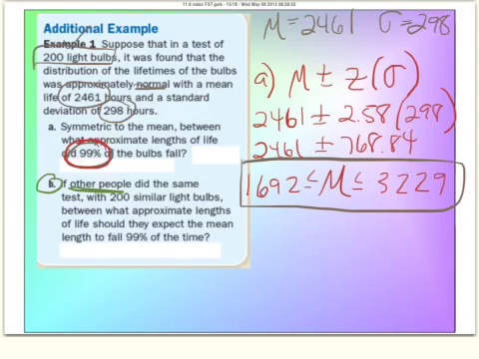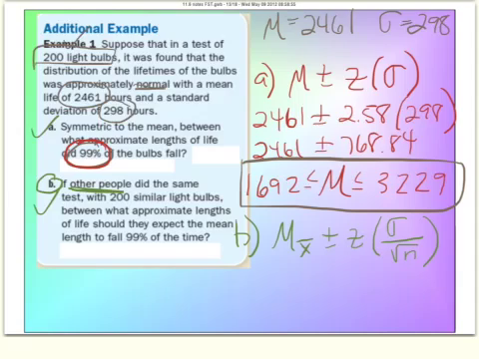So when there's many samples, I just adjust the formula. The formula now is the mean of all the samples, plus or minus my z-score. Only difference is here. Take the standard deviation and divide by how big the sample size is. Again, this was one sample. This is going to be many samples. That's the only adjustment. The mean is always going to be the same calculation or the same number, so I'm going to use 2461 plus or minus.